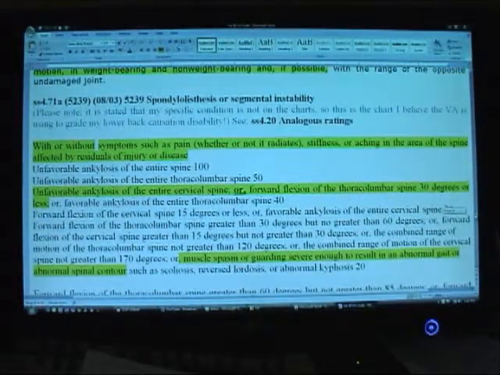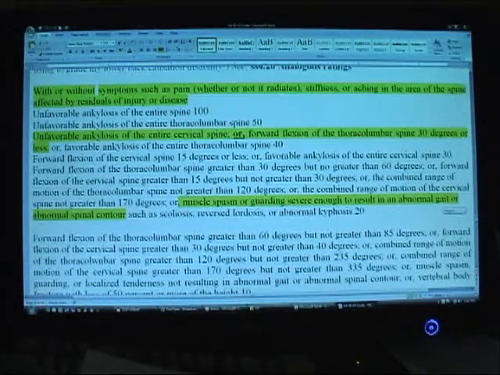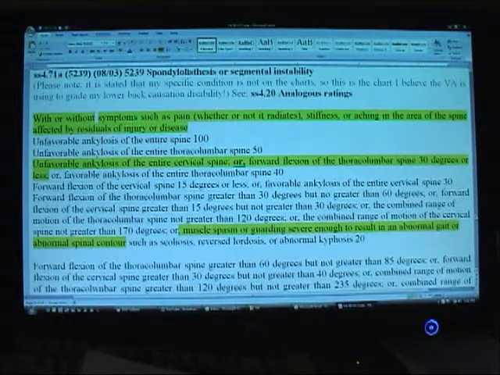4.71. A. 5239. Spondylolisthesis or segmental instability. And it says, please note, it is stated that my specific condition is not on the charts.